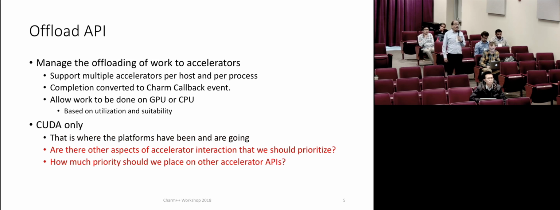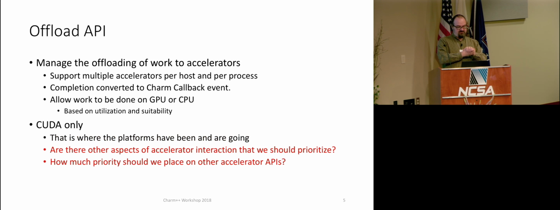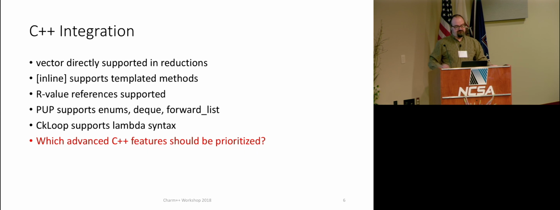Yep. So the offload API right now is integrated. This may be one for tomorrow because there is a talk on this tomorrow. But basically, people should think about what other aspects of accelerated interaction we should prioritize, because it focuses just on offloading the work queue, basically. And how much priority we should place on other accelerated APIs, the kinds of things we would like some feedback on.